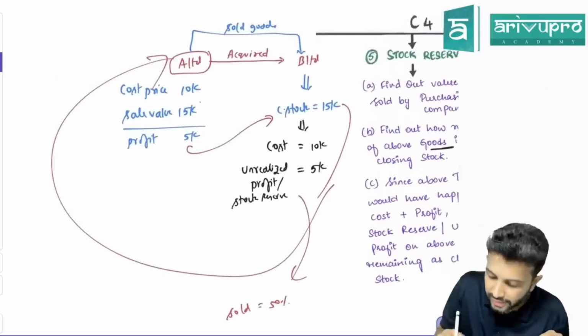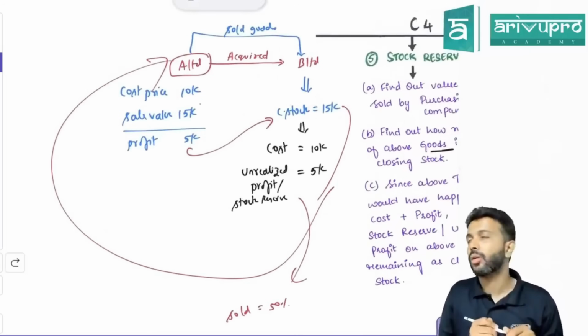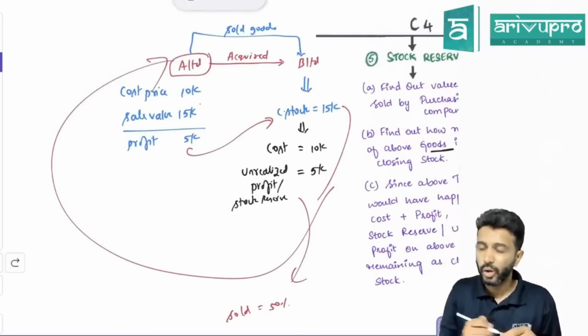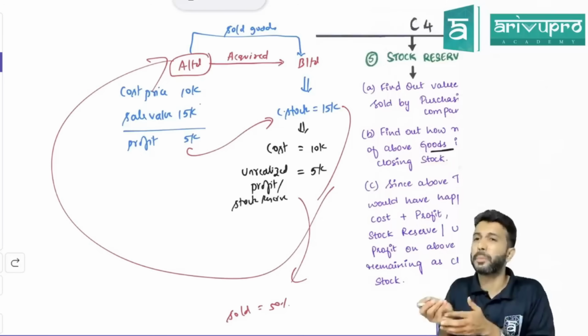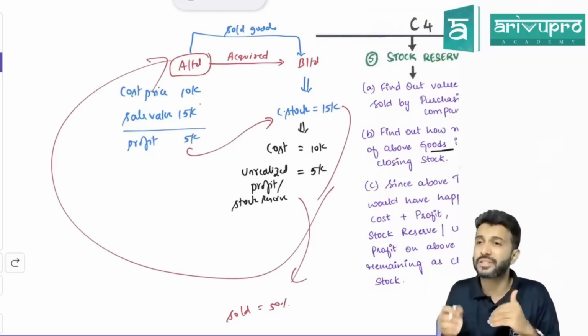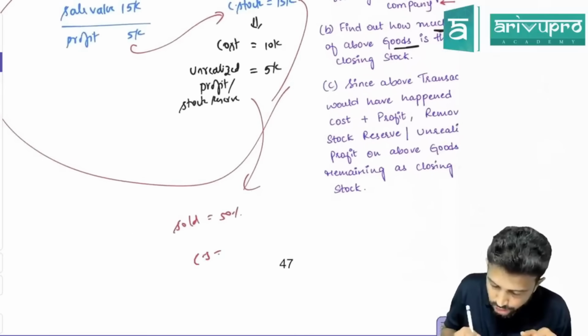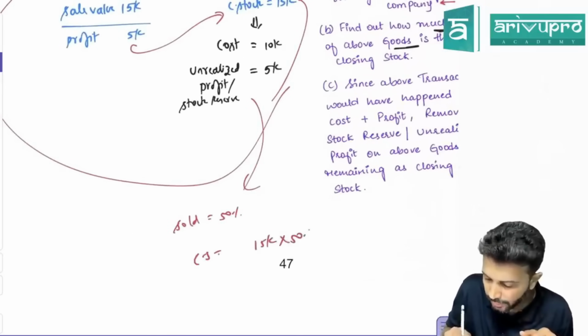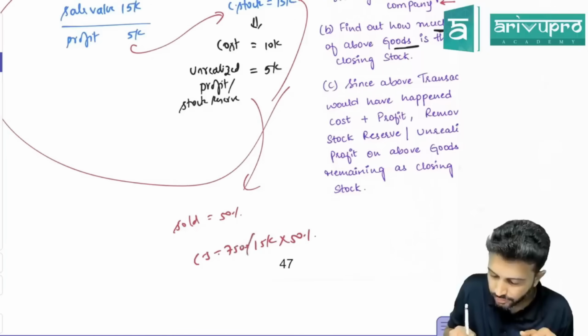50%. That means its entire closing stock is there at 15,000? No. This closing stock of 15,000 is for 100%. Is the entire goods remaining or only 50%? That means B Limited will show closing stock at what value? Not 15,000, but only 50% of 15,000, which is 7,500. Agreed?